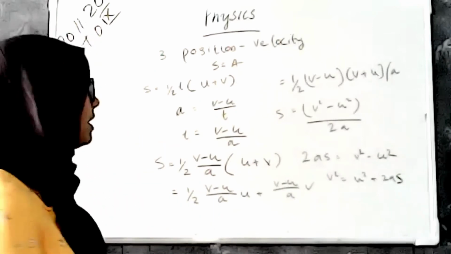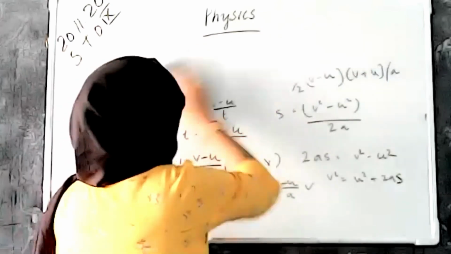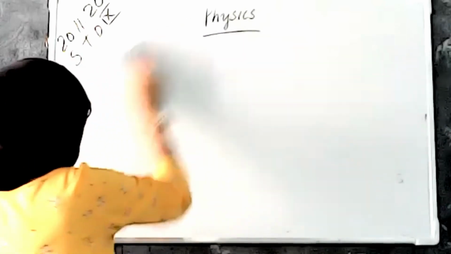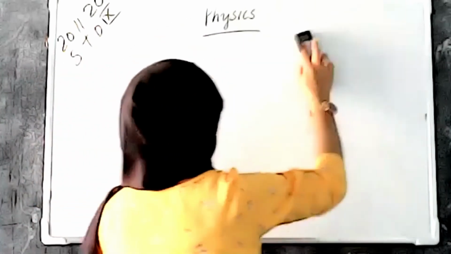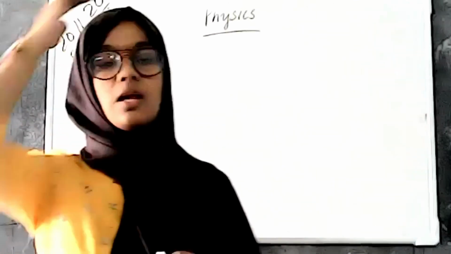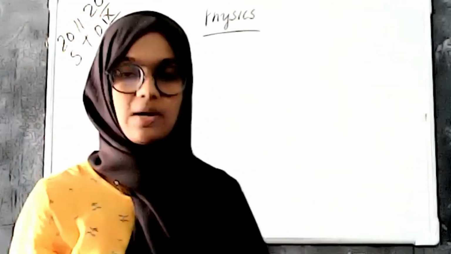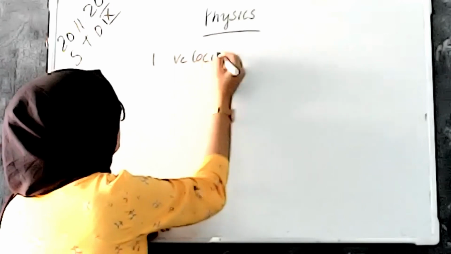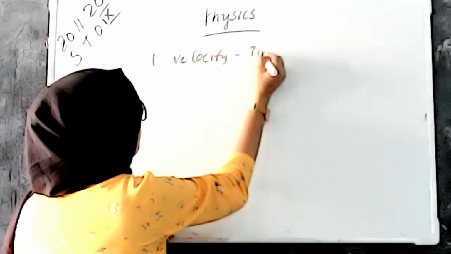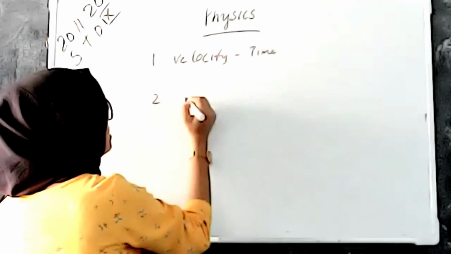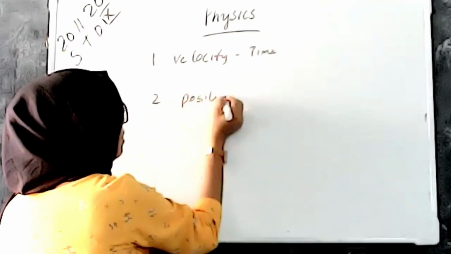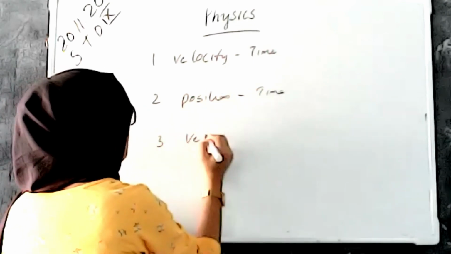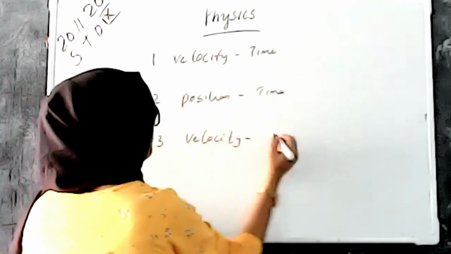Okay. So I think all of you understand what the velocity-time relation, the position-time relation and the velocity-position relation are. So these are the three equations of motion. The first one is the velocity-time relation. The second one is the position-time relation. And the third one is the velocity-position relation.